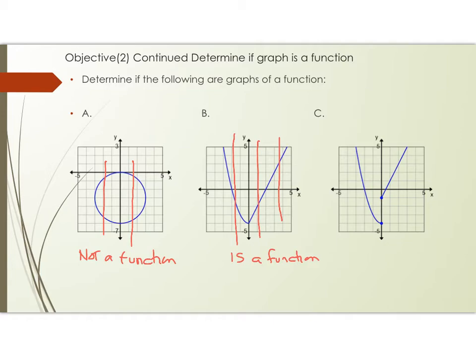Finally, we will do C. If we do a point here, we say, oh, well, that's a function. But now we do it along the y-axis, and we see that, in fact, we have 2 points for when x is equal to 0, we get 2 different points. So this is not a function.